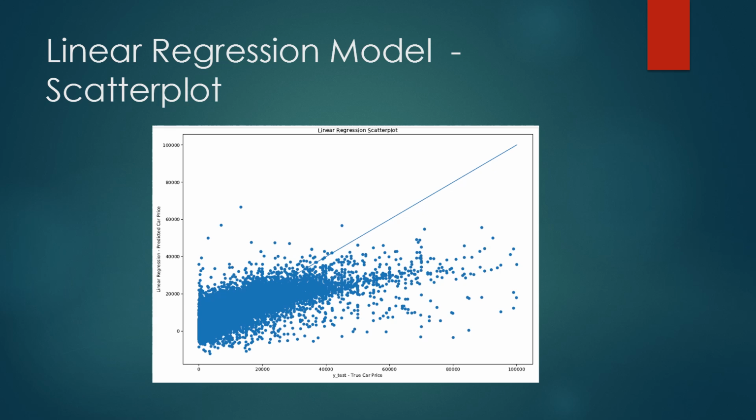Essentially, this is depicting the scatter plot based on this linear regression model. And the blue straight line is the regression line, or the best fitted line for this linear regression model. Here we can identify a relationship between the predicted car prices and the true car prices for this model.